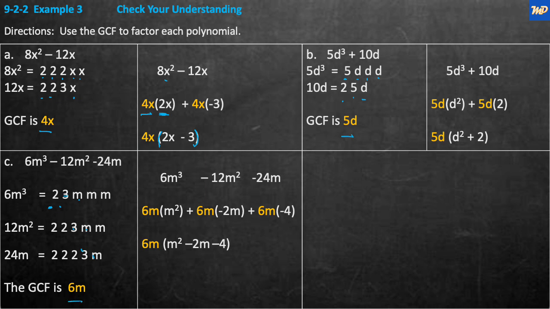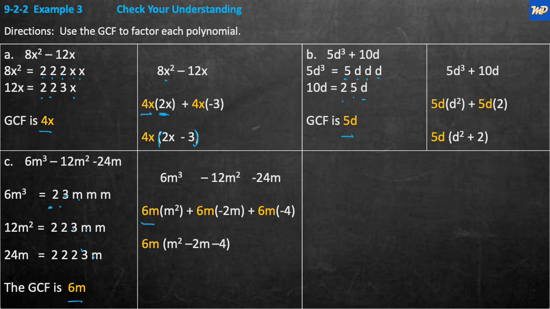So now let's factor out from 6m cubed minus 12m squared minus 24m. Let's factor out a 6m. So 6m times what will give us 6m cubed? Well, 6m times m squared will give us m cubed. Okay, how about this one? 6m times what gives us negative 12m squared? Well, 6 times negative 2 gives you negative 12, and m times m gives you m squared. So it's 6m times minus 2m.